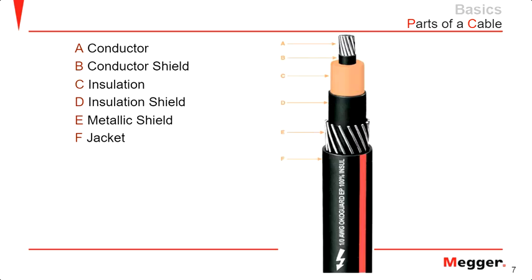So that's your typical cable. You have your center conductor, you have your conductor shield, you have your key insulation or your main insulation, and then you have your insulation shield, metallic shield, and then you have your outer jacket. Now, this is just a general structure of the cable. You might not see this kind of structure every time, but this is one of the most common ones that people usually tend to see in the field.